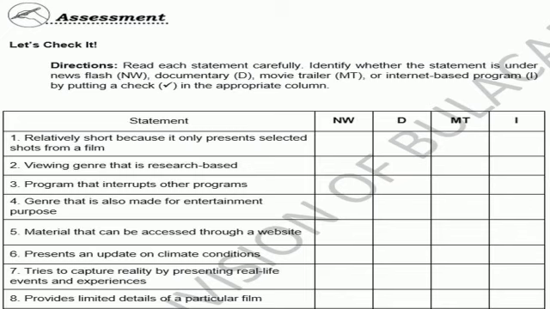So for number one, we have relatively short because it only presents selected shots from a film. So what is that? Is it NW, D, MT, or I? Just write it on your long pad paper. Number two, viewing genre that is research-based. Number three, program that interrupts other programs. Four, genre that is also made for entertainment purpose. 5. Material that can be accessed through a website.